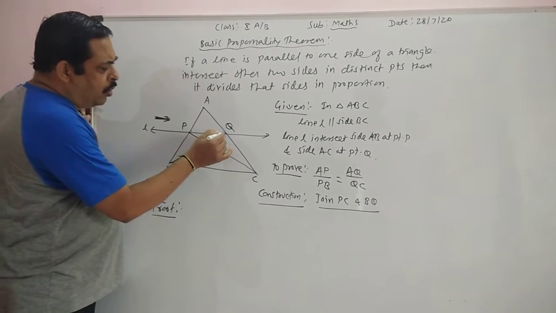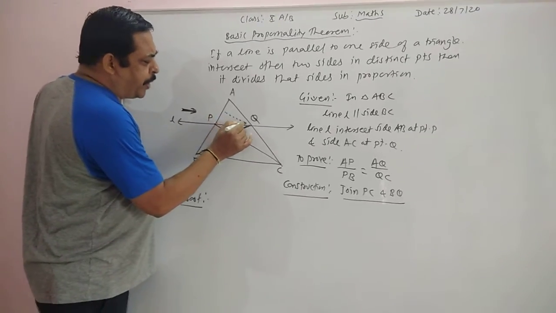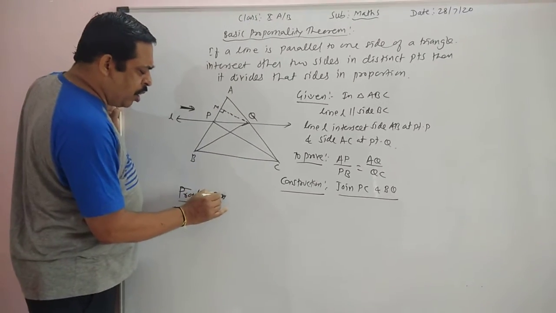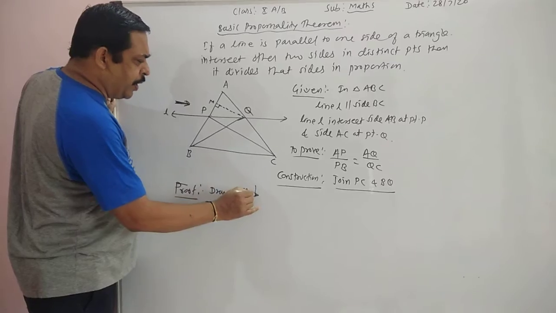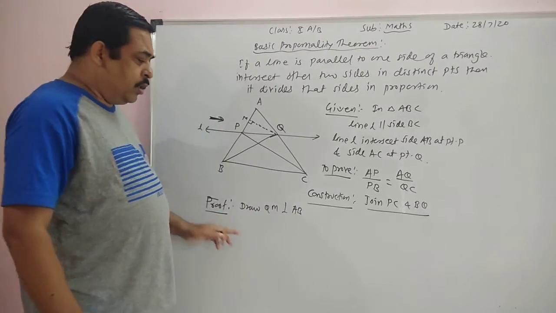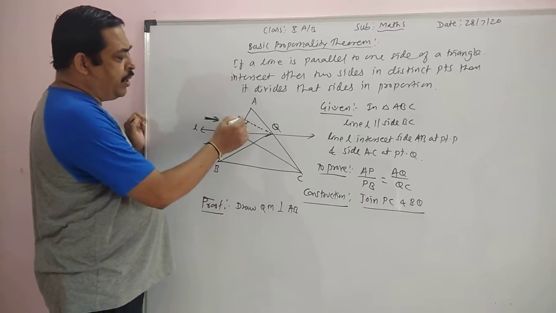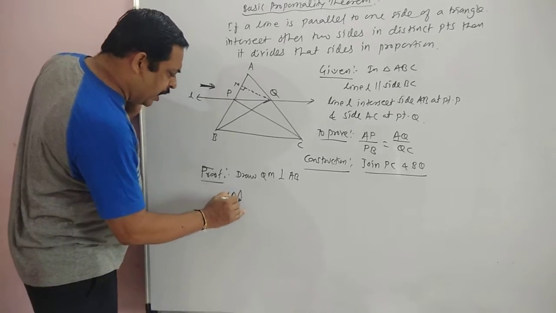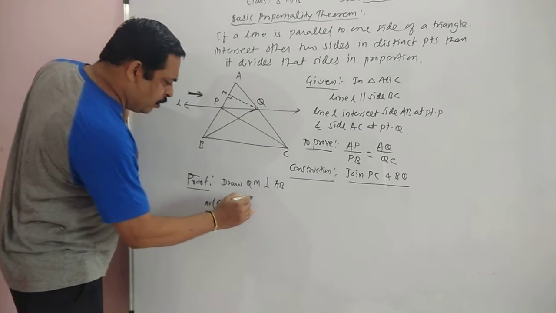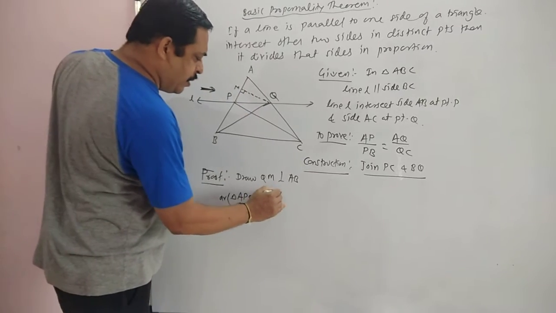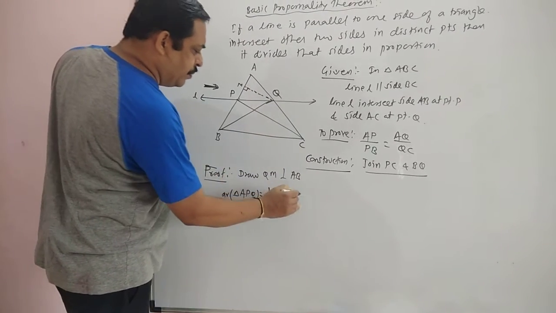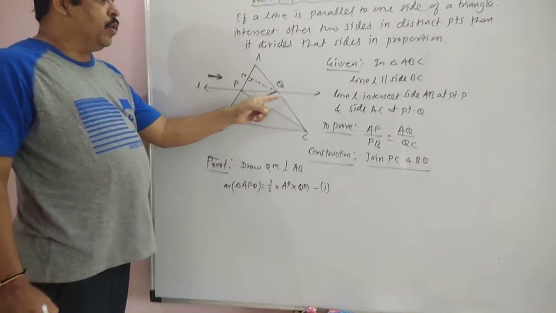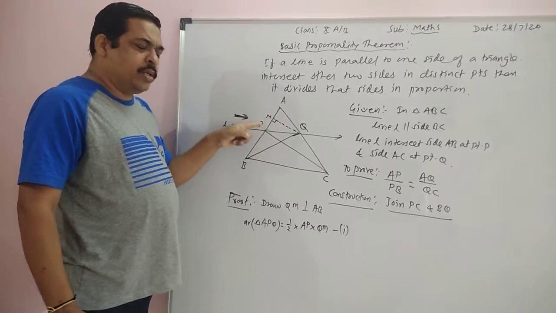From point Q, we draw the perpendicular QM perpendicular to side AB. Then area of triangle APQ is equal to 1 by 2, base is AP and height is QM. Denote it as equation number 1.